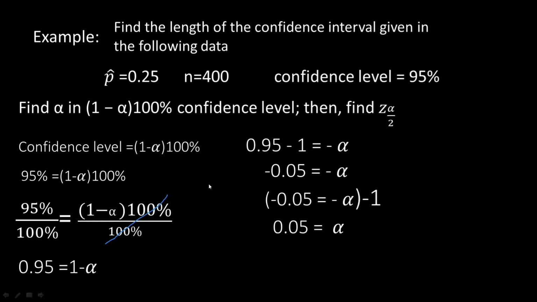This is the value in two side of alpha or two side tail. And then to get the one side tail, we will divide it by 2. So, alpha divided by 2 is equal to 0.05 divided by 2, and the answer is 0.025. So, ilalagay natin yung data natin dito. So, we have the one side tail which is 0.025.